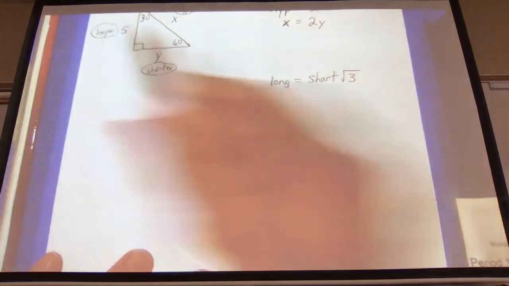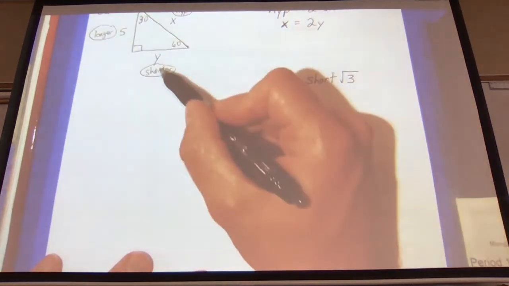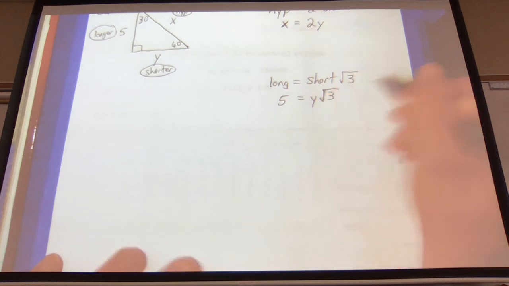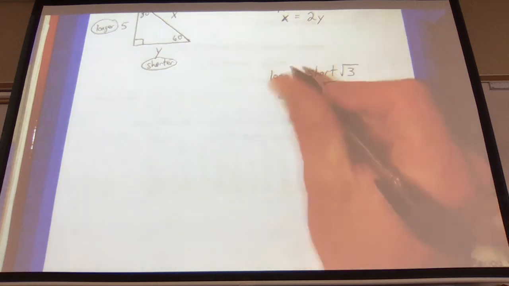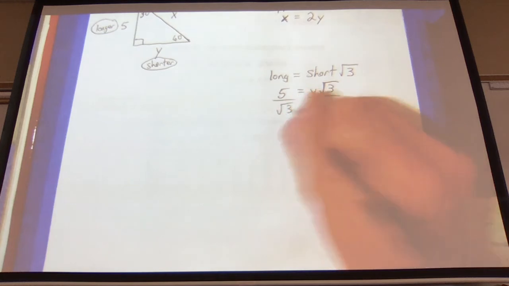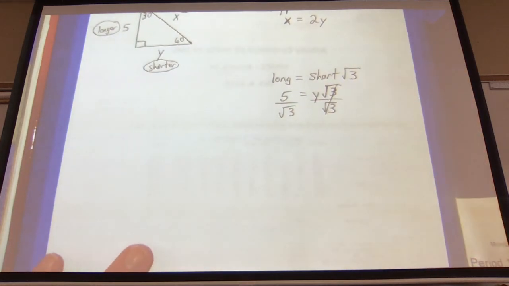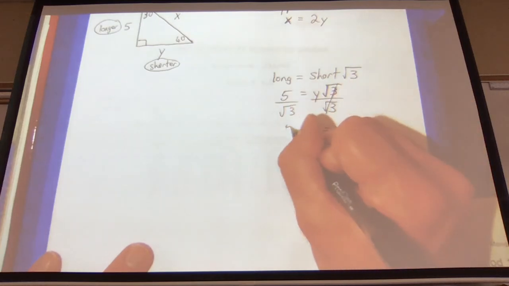Longer leg is 5. That's going to equal the shorter leg, which is y, times the square root of 3. We're right back to where we were before. I have to get the y all by itself. What would I do to both sides? Divide it by the square root of 3. When you do that, those reduce down to 1. Leaves you a y on the right. Left-hand side, you have 5 over the square root of 3.